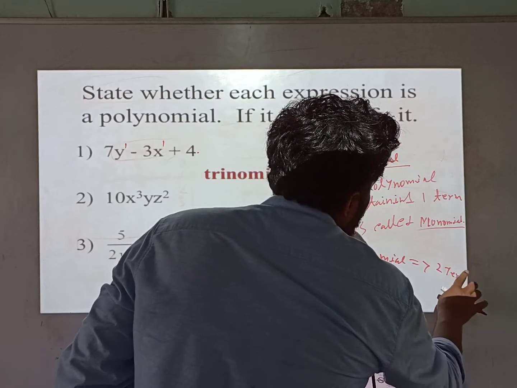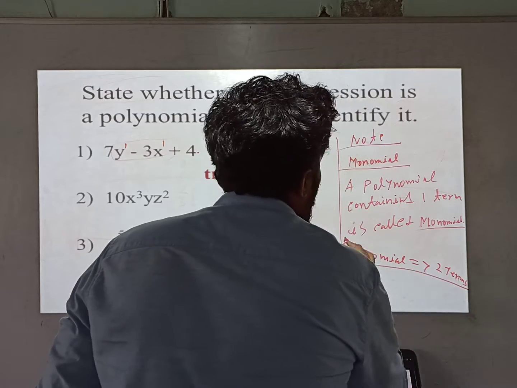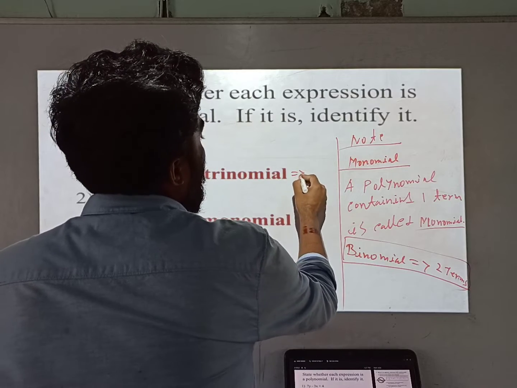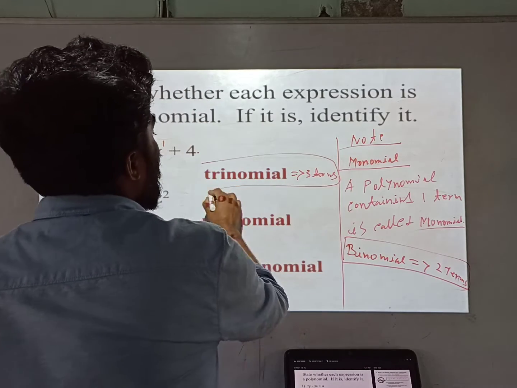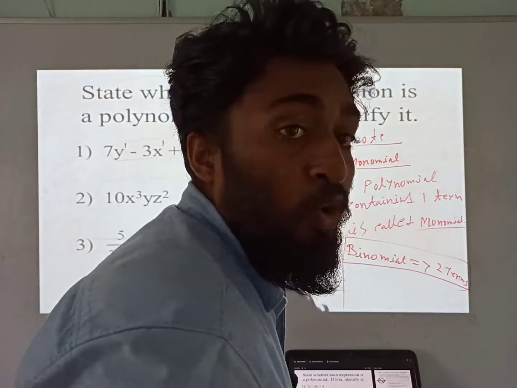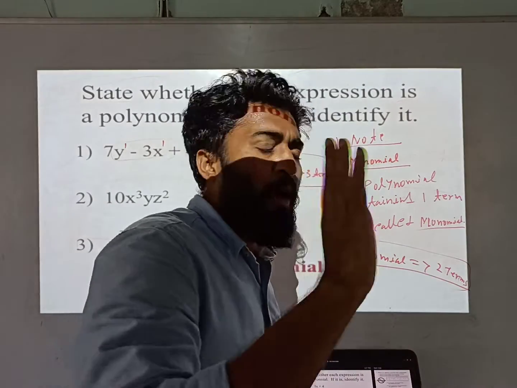Here I am writing: containing two terms, that is binomial. After binomial, what is trinomial? Containing 3 terms. Trinomial means containing 3 terms. And quadrinomial, that is 4, containing 4 terms. Up to this is enough.